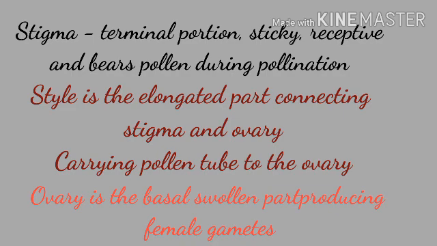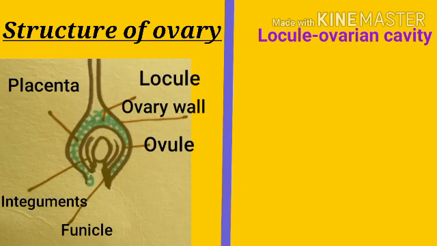Now, the ovary is a basal swollen portion where the fertilization process happens, and this portion produces the female gametes. So, obviously, we know the fertilization process will be carried out. Clear? Next, let us study the detailed portion of the ovary.